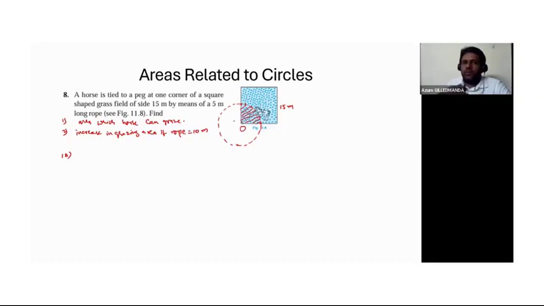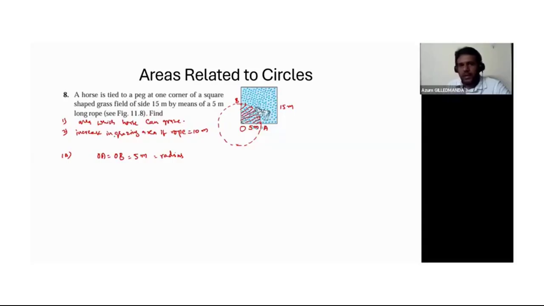We know the rope is 5 meters, which means this radius is 5 meters, right? The radius of this circle. Let's say this is point A, and this is point B. That means OA and OB are the radius. So we can say OA equals OB, which equals 5 meters, the radius of that circle. Now, what is that area?